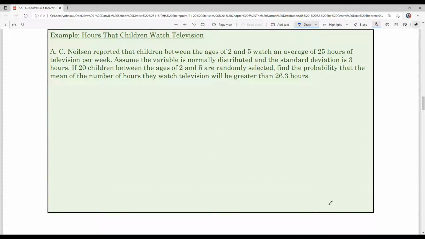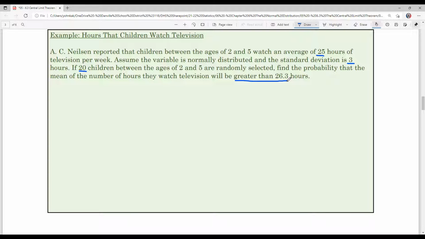So here's an example. AC Nielsen reported that children between the ages of 2 and 5 watch an average of 25 hours of television per week. Assume the variable is normally distributed and the standard deviation is 3 hours. If 20 children between the ages of 2 and 5 are selected, find the probability that the mean of the number of hours they watch television will be greater than 26.3 hours.